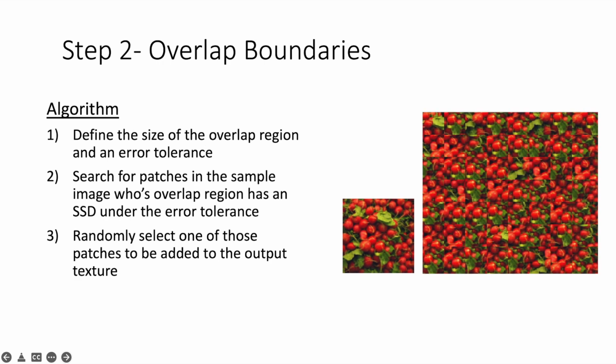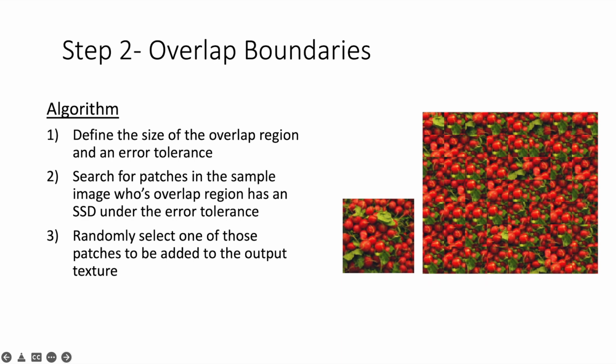In the second step, we look for patches that have similar overlapping border regions. The size of the overlap region is set by the user. I use an overlap of about 10 to 20% of the patch, depending on the image. The hope is that if two patches have similar overlaps, then the outlines between them won't be as noticeable. How similar two overlapping regions are is determined by calculating the sum of squared differences, which is done by subtracting each pixel in the region from one another, and then squaring them, and then adding them all together.